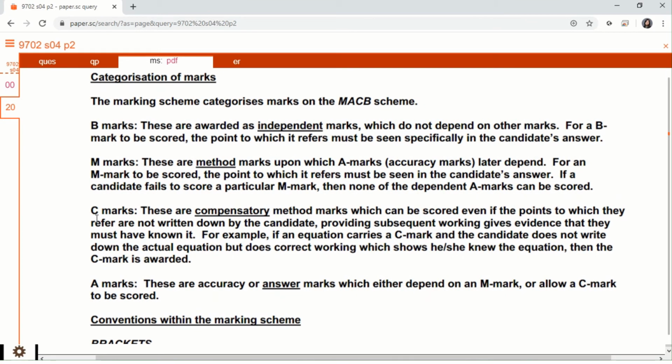C marks are the fun ones. These are what they call compensatory marks. So even if, let's say, you knew the equation F equals MA, but you didn't write F equals MA, you can still get a C mark. Right? So here they say, equation carries C mark, the candidate didn't write it, but showed that she knew how to use the equation, then you get it. Lastly, A marks are the ones which kind of top off the whole question. If your final answer is correct, you get an A mark. Okay, so remember how to interpret all these BMCA things.